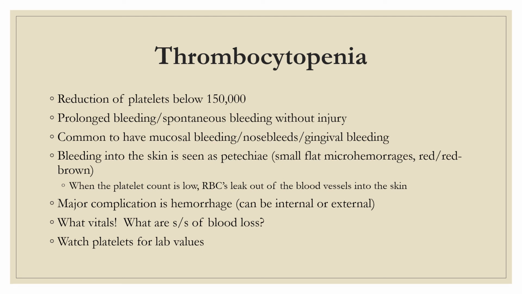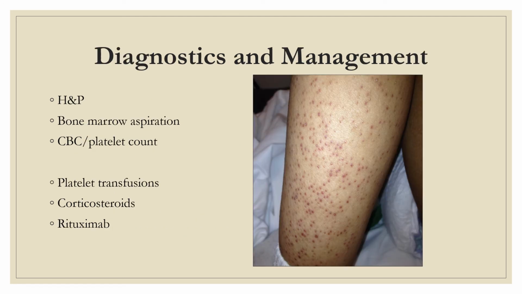The major complication with thrombocytopenia is hemorrhage, and it can be internal or external, so that's why vital signs are really important. And we know the signs and symptoms of blood loss. I know you guys tell me this all the time. Low blood pressure, high pulse, right? So they're tachycardic and they have a really, really soft blood pressure. Also watching platelets for lab values. The patient's symptoms: they may feel weak, faint, dizzy. This is a picture of petechiae.